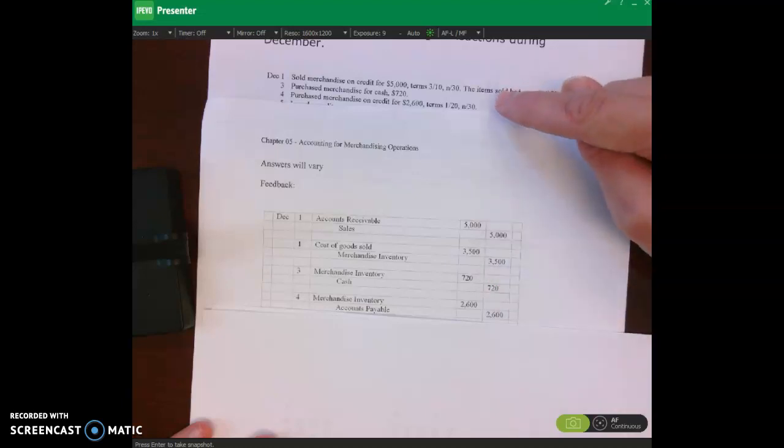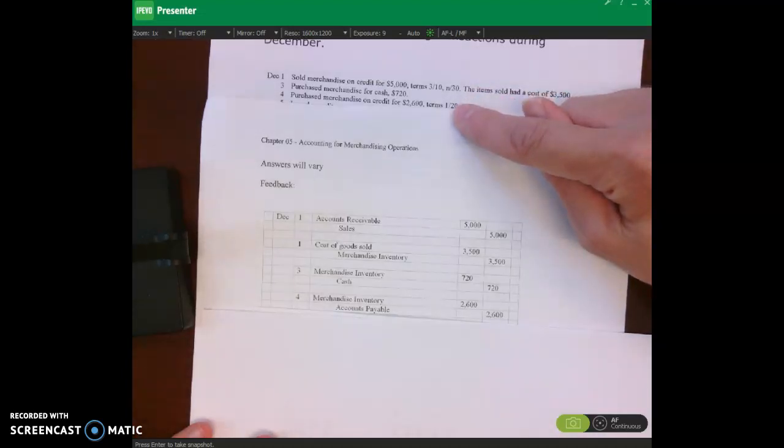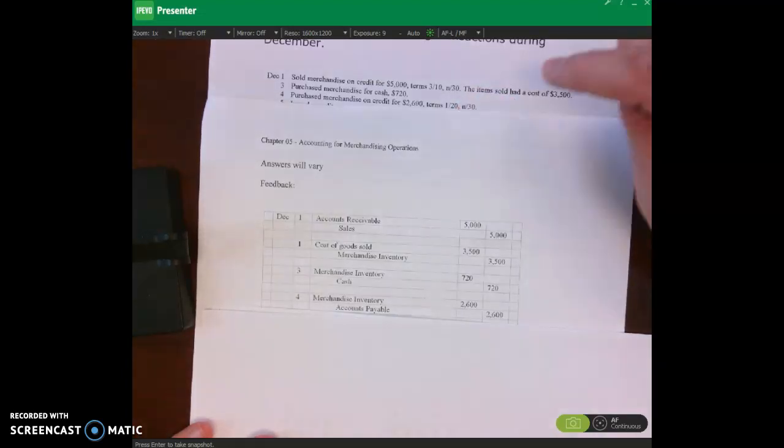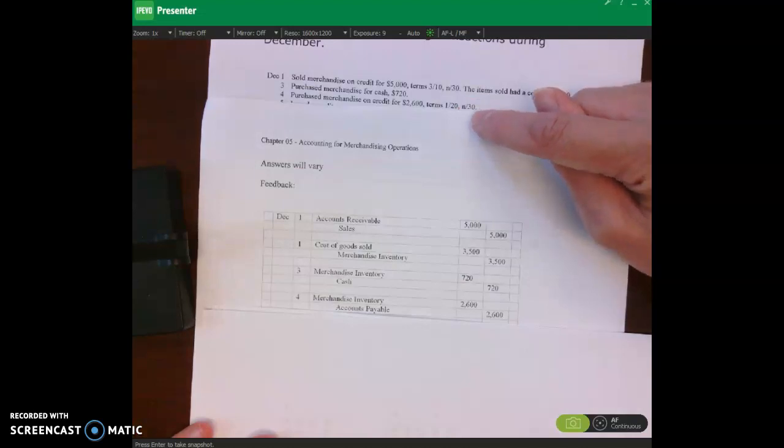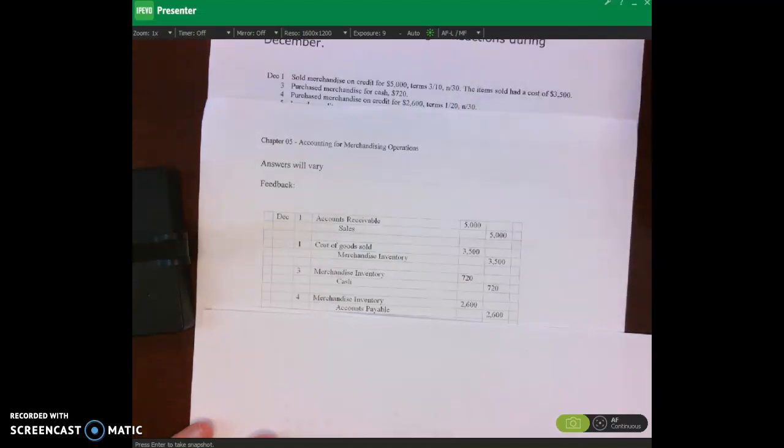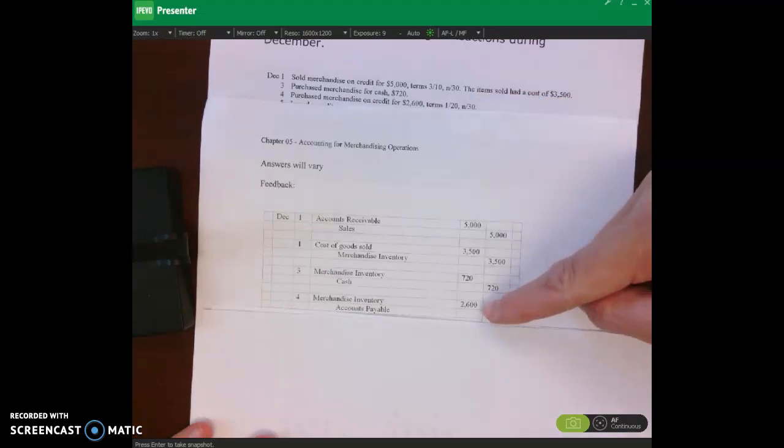On December 4th, it says purchased merchandise on credit for $2,600, terms 1/20, net 30. That's what this is saying. You get a 1% purchase discount if you pay within 20 days. Otherwise, the full amount is due within 30 days. So this one, we're buying merchandise inventory on credit, not for cash. So it's debit merchandise inventory and credit accounts payable.